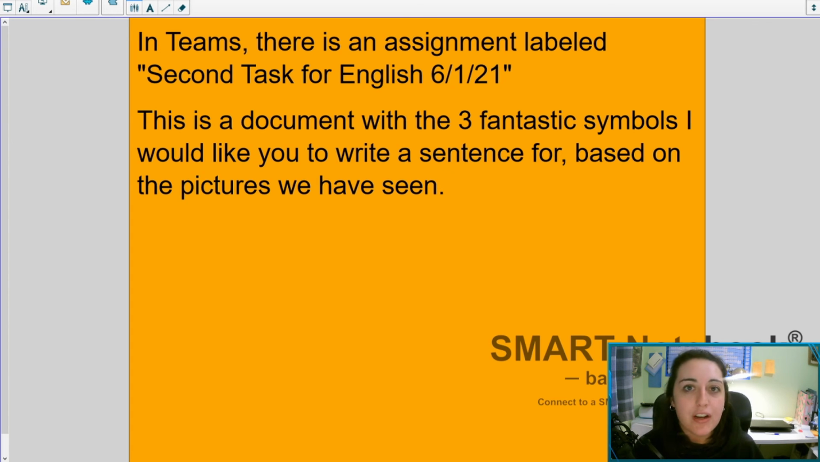Now, you're given 3 fantastics. You only need to focus on one at a time, and I'd like you to write a sentence that you could use in your story. Now, be as creative as you want. This is your time to really think about it. You've got the rest of this English lesson to focus on these 3 sentences, and then you can use them in your writing for the next couple of weeks. So if you go on to Teams, find that assignment. I have done an example for you as well.